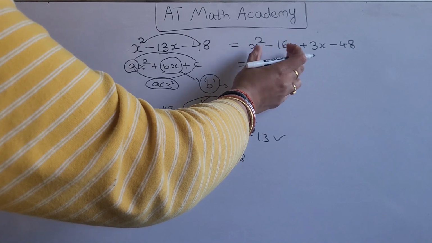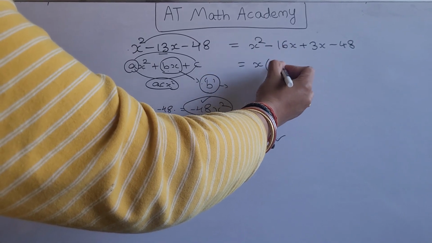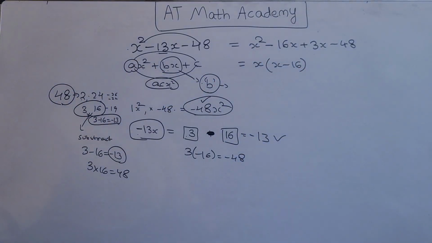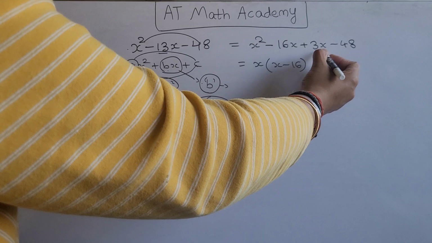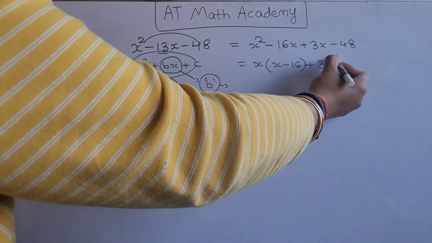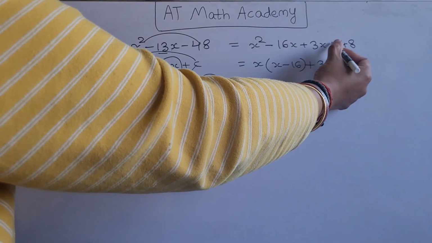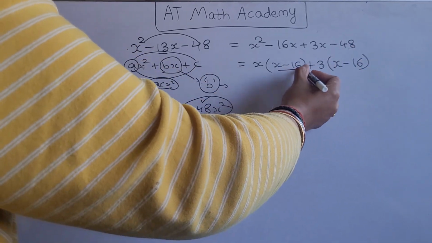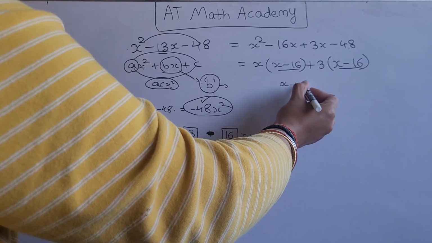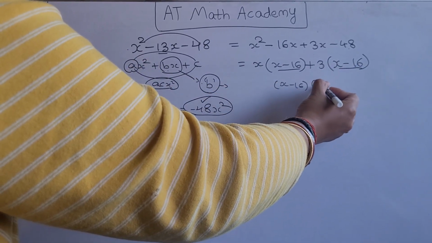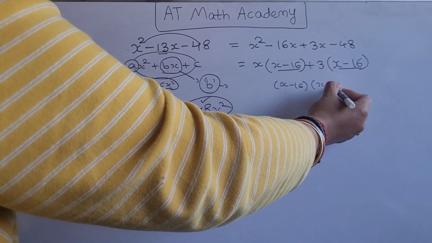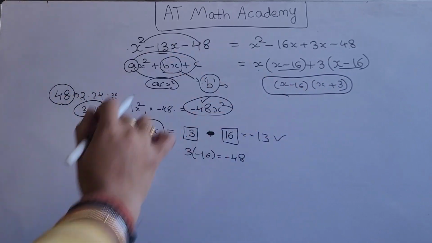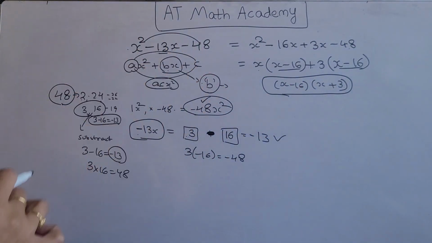From here I take x as common, and I am left with x minus 16, and you need to get x minus 16 in the second term too. So we take 3 as common from the second term, and I'll be left with x minus, since 3 times 16 is 48. When you observe, you got the similar term x minus 16. When you take it as common, you will be left with x in the first term and plus 3 in the second term. So this is the final answer for the factorization of this particular quadratic expression.